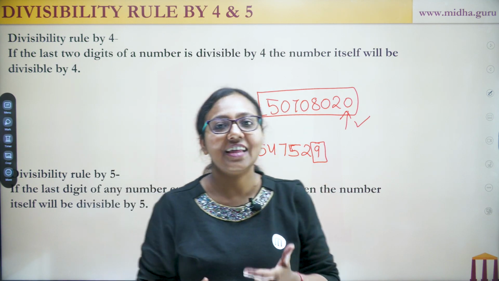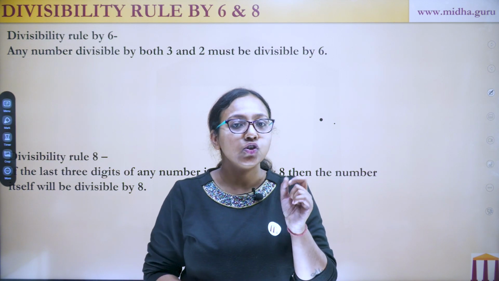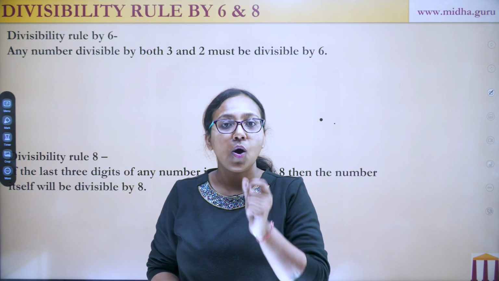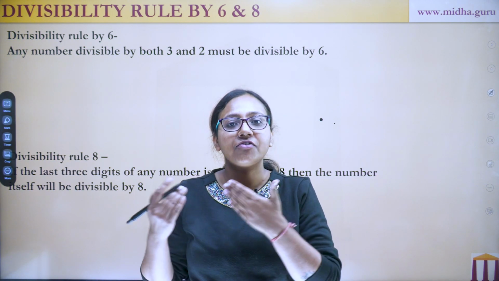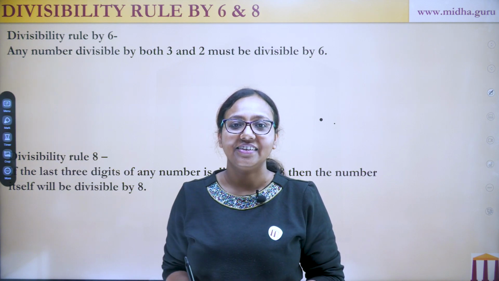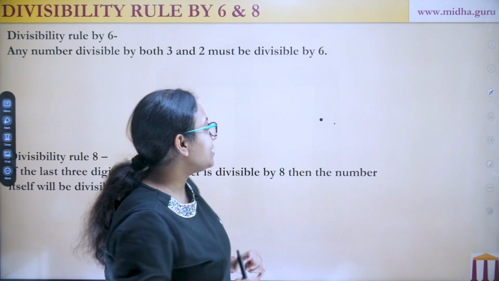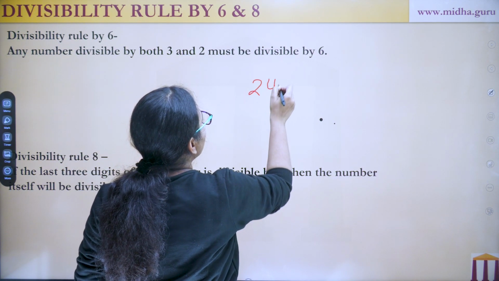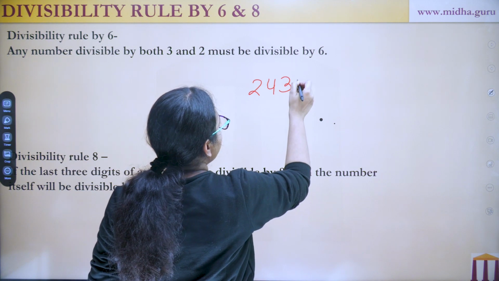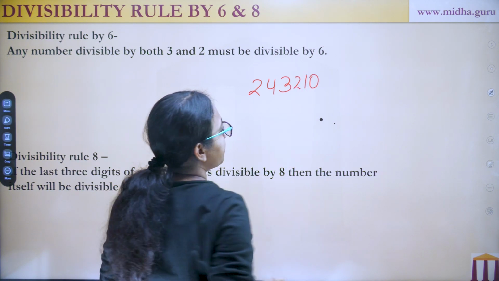Let's understand the next things. Let's understand the divisibility rule of 6 and 8. You will understand the divisibility rule of 6 only if you have understood the divisibility rules of 3 and 2 properly. And I am sure you have done that. So let's check the divisibility rule by 6. Let's say we have a number 243210.